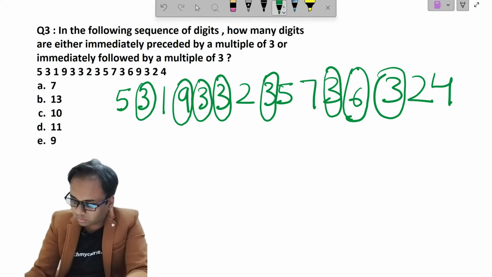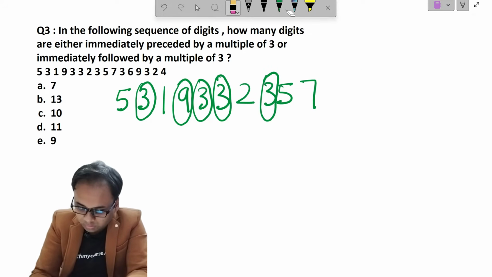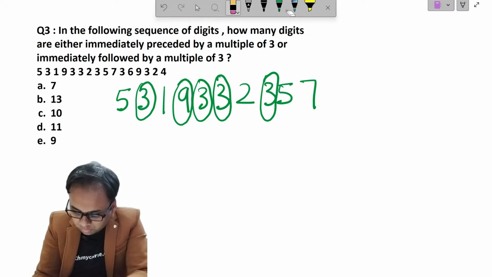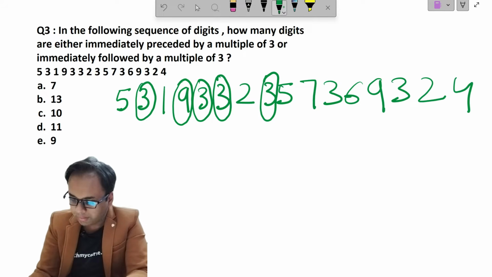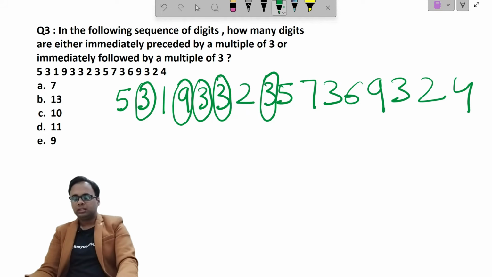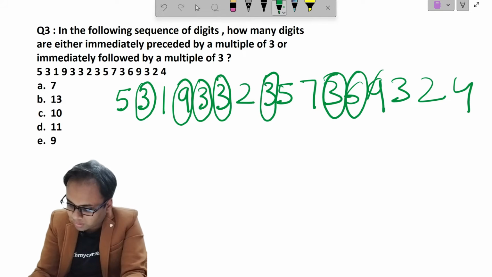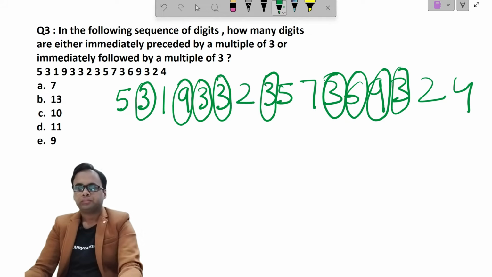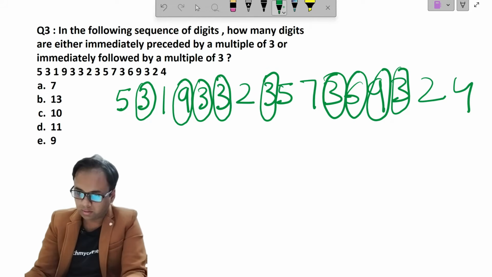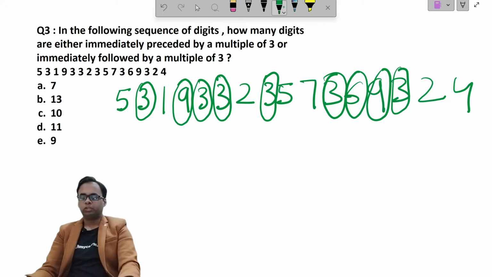Okay, I think 9 was there. Let me just write it again. So what was there after 7? 3, 5, 7. Then 3 was there, 6 was there, 9 was there. Then 3, 2 and 4. So here we are finding the multiples of 3, which is 3, 6, 9. Then once again 3 is a multiple of 3. So that's it. These many digits are the multiples of 3.